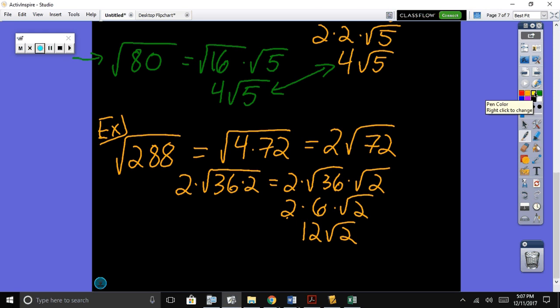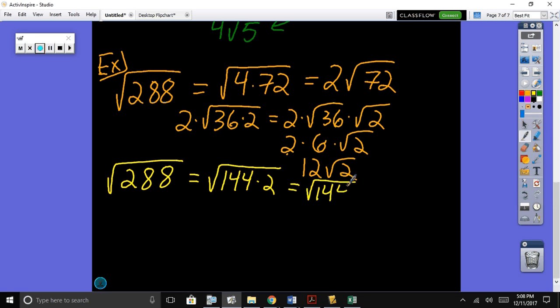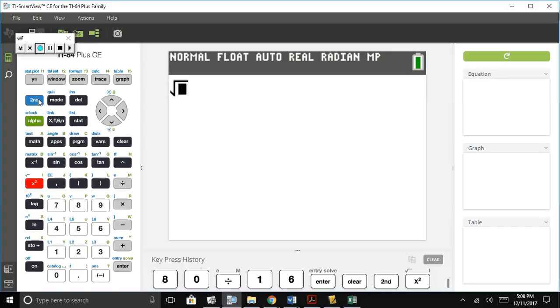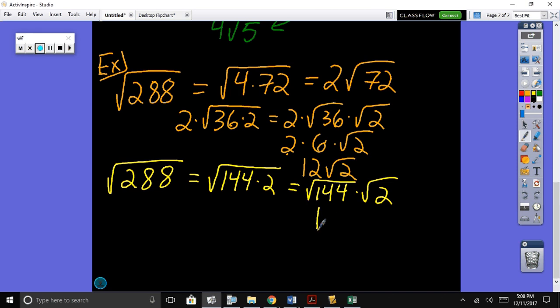But with 288, there's also a much simpler, quicker way to do it. I'd recommend, again, looking for the biggest perfect square that goes into whatever's underneath the radical, which we call the radicand. In this case, a much simpler way to do it would be 144 times 2. When we break that up, we're going to get square root of 144 times square root of 2. And we know that square root of 144 is the value 12. If I didn't know that, I could definitely pull out my calculator. I can do that computation again. Remember, it's second x squared, and we type in 144, and we get the value 12. We got 12 square root of 2.